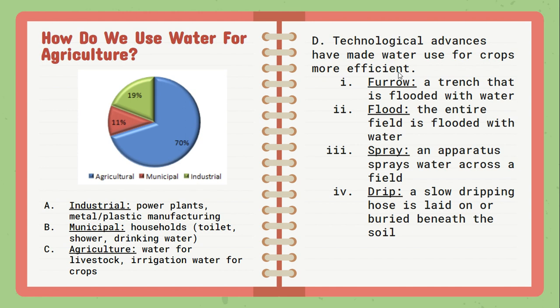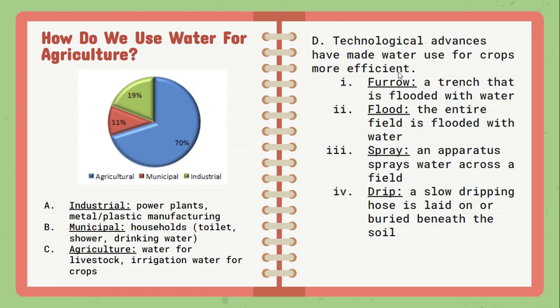So there are 4 types of irrigation methods we need to be familiar with. Some are more efficient than others. Some may be more economically viable than others. First one is called a furrow irrigation type. This is where farmers can dig a trench that is then flooded with water nearby their crops. Versus flood irrigation is just as it sounds. The field is actually going to be flooded with water. We can have spray irrigation, which usually involves some sort of instruments or apparatus that's going to spray water across a field, versus drip irrigation.